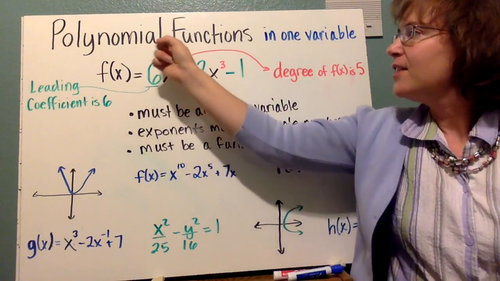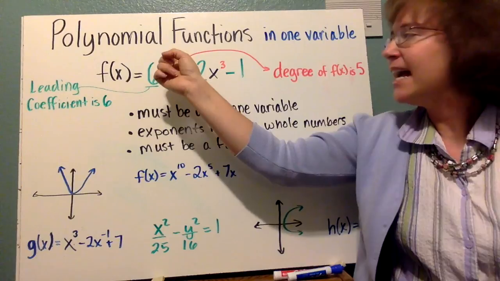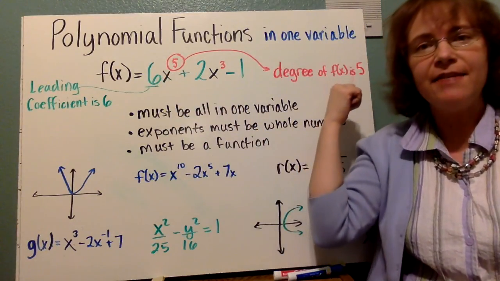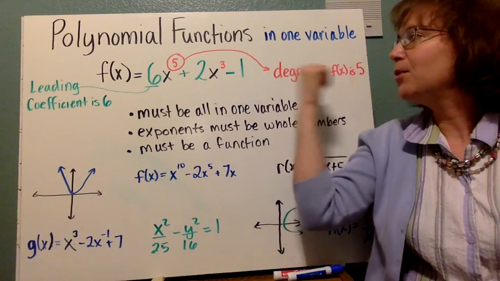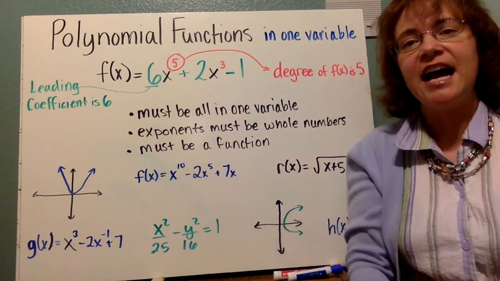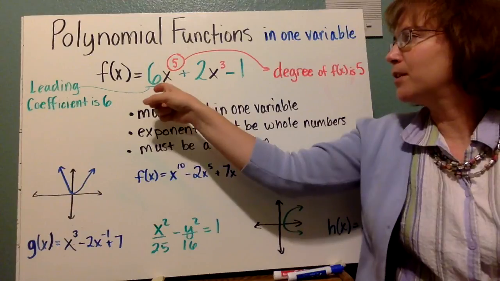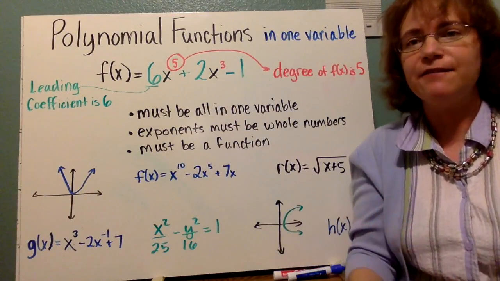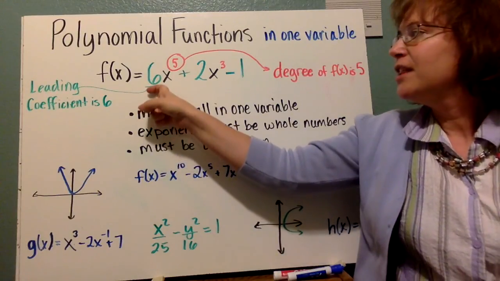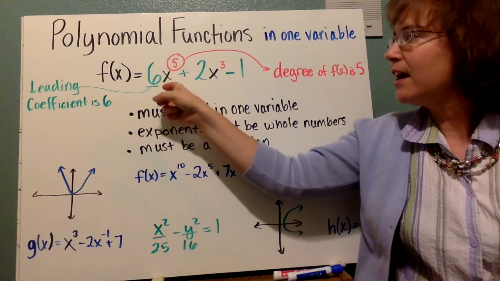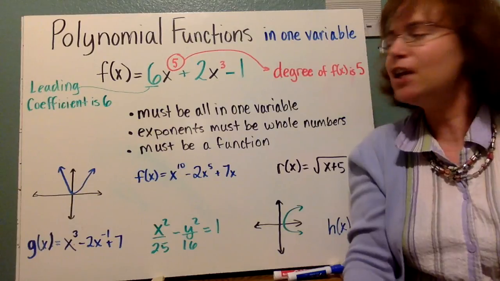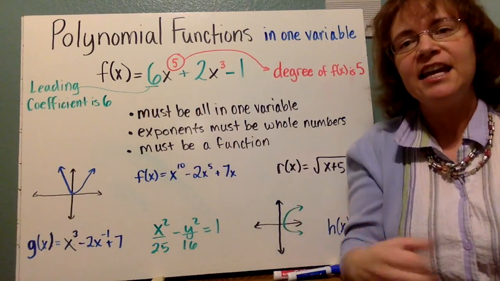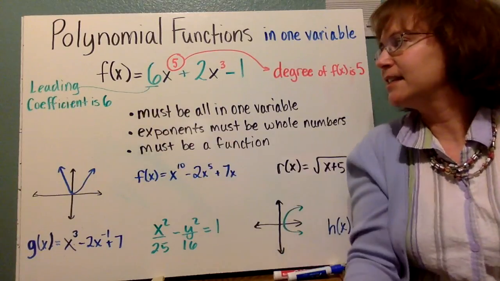So in this, that highest power right there, that highest exponent, is a 5, and that's called the degree of that polynomial. That whole polynomial is based on that highest power, or that highest exponent. So this polynomial has a degree of 5, or you could say it's a fifth degree polynomial. This number in front of the highest degree is called the leading coefficient. It's in front of everything else. The leading coefficient is 6. It can be negative or positive. In this case, it's positive.